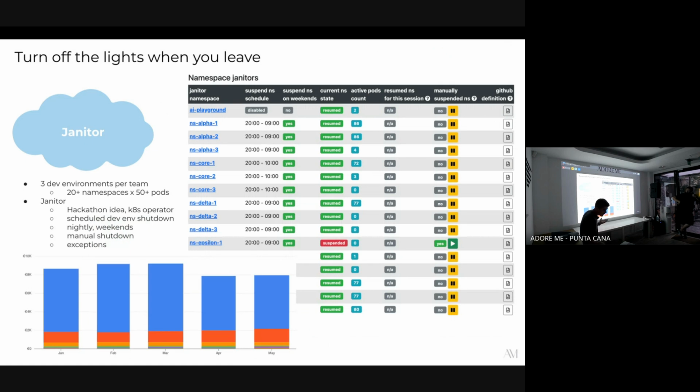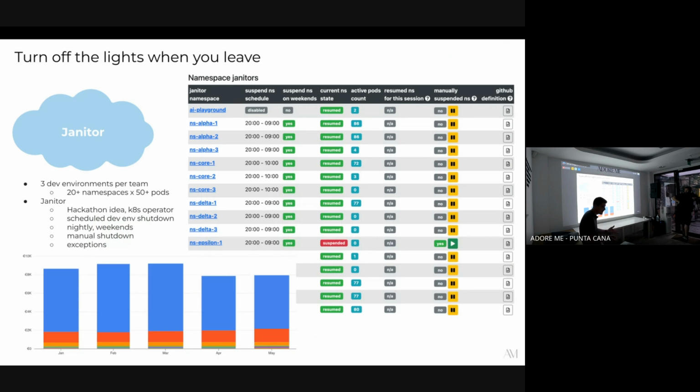So each team has 3 dev environments, meaning 3 namespaces in a cluster. And on average, there are around 20 namespaces with an average of 50 pods each day. So this would amount to some costs. So we developed this janitor because it comes at night, cleans up, and shuts down the lights.